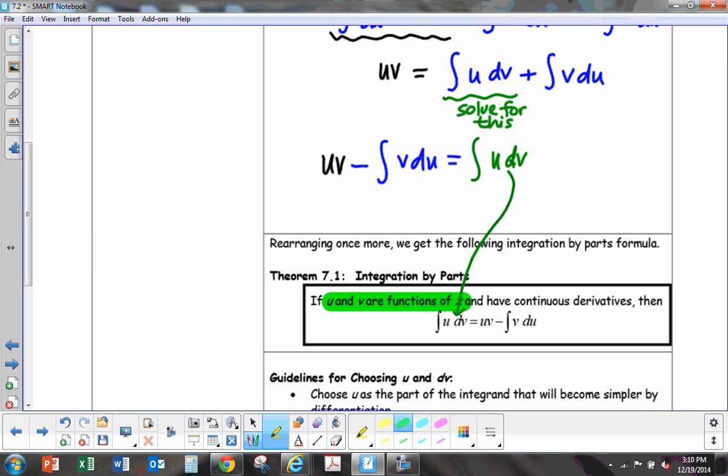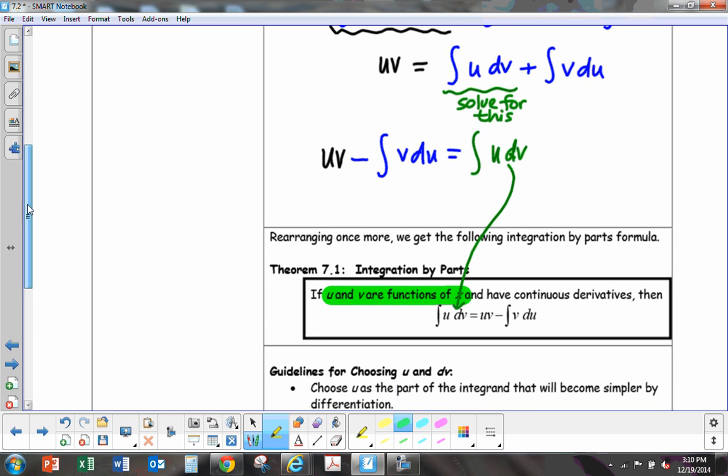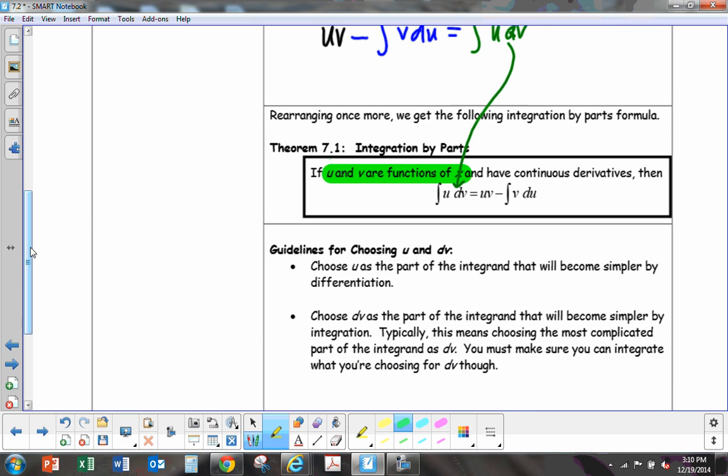Okay. I just wanted you guys to see where the integration by parts formula comes from. And all it's coming from is our product rule for derivatives. Integrating both sides to undo that, doing some algebra work to move things around, and you get this formula that you see in the book, or that you see in this notes packet.